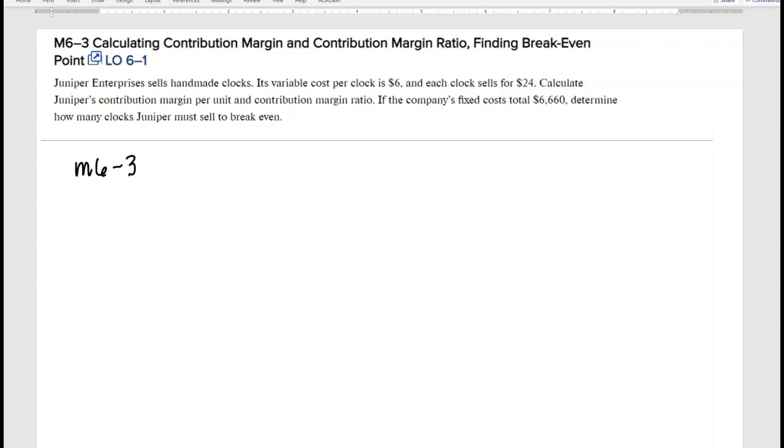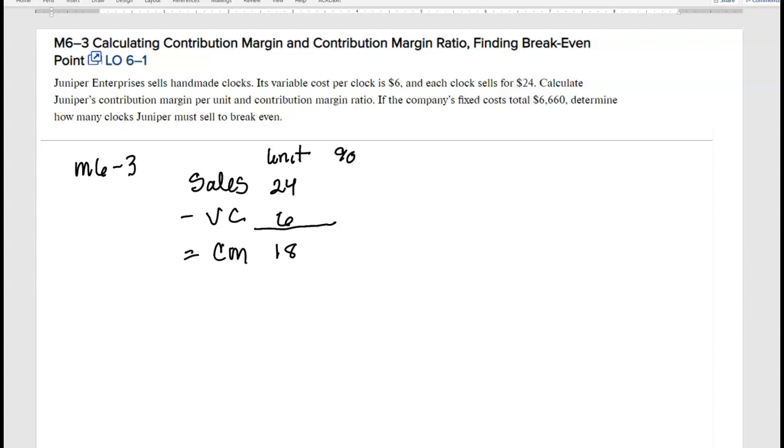For all of these problems, if you start out this way, sales minus variable cost equals contribution margin. And then you put the stuff in. This is per unit, $24. Variable cost $6. That leaves the contribution margin at $18.